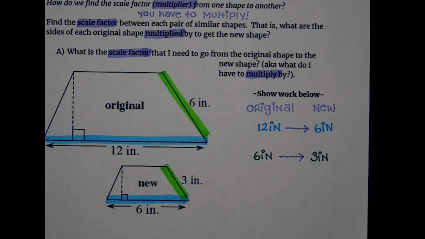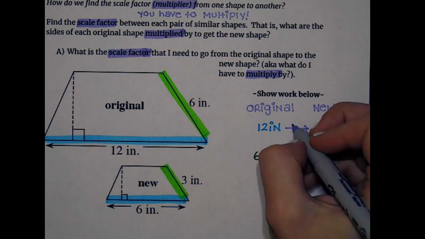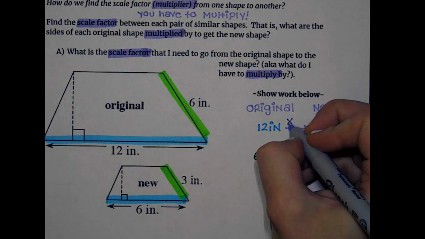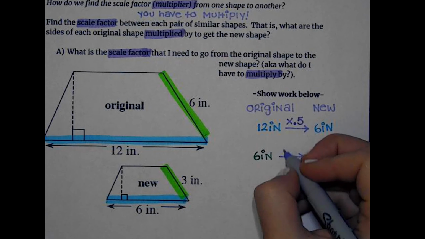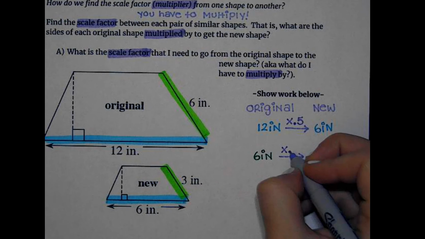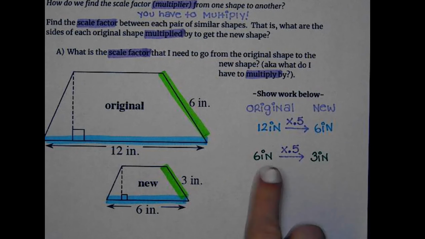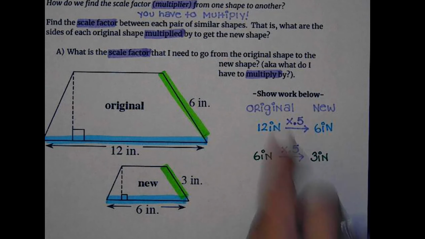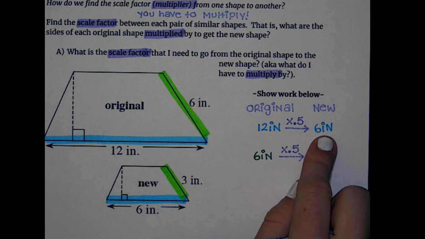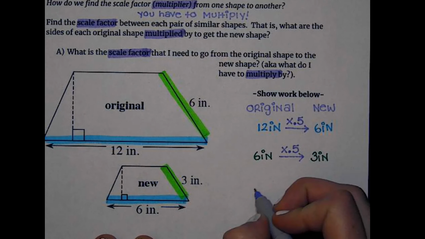But we can't divide, so how do we translate that into multiplication? Well, if you times by 0.5 or a half, it's the same as dividing by 2. So if we times 6 by 1/2, we're going to get 3. And if we times 12 by 1/2, we're going to get 6. So then right down here, you're just going to write scale factor.